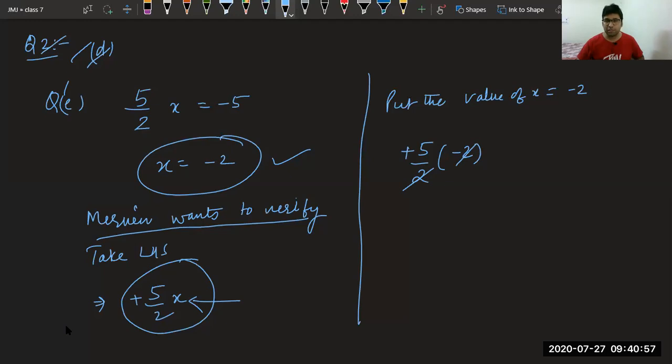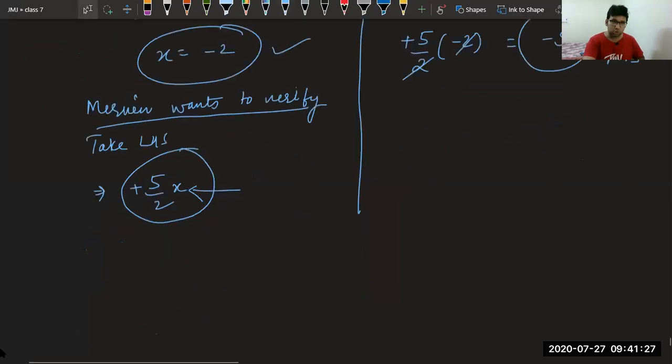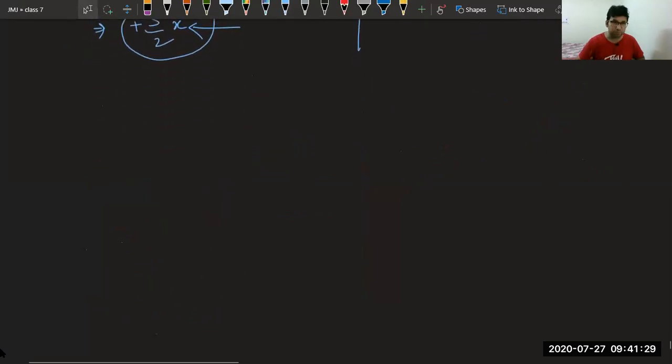So we have to cut these two. These two will cut. We will have -1 into 5 equal to -5. And Melvin, you can see this is your right hand side. So we are correct and NCERT is wrong. The answer given in NCERT of this question is wrong. Correct answer is -2 only. I hope you got it now. Okay. Mervin, now is it okay? I have taken left hand side. I have put the value of x. I have got the answer. Okay. Now see question number 2 D part.